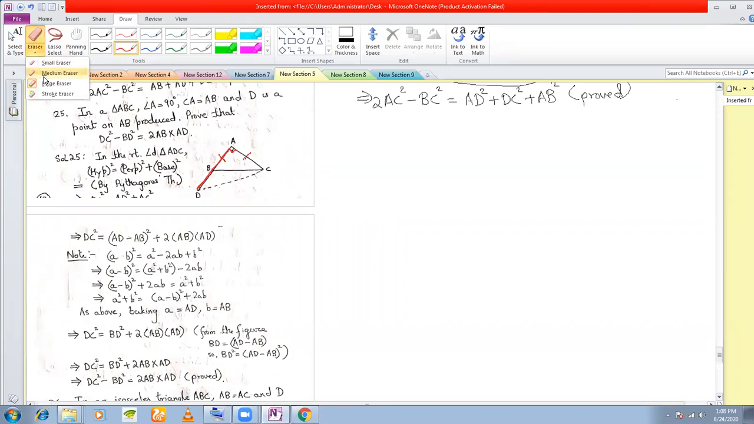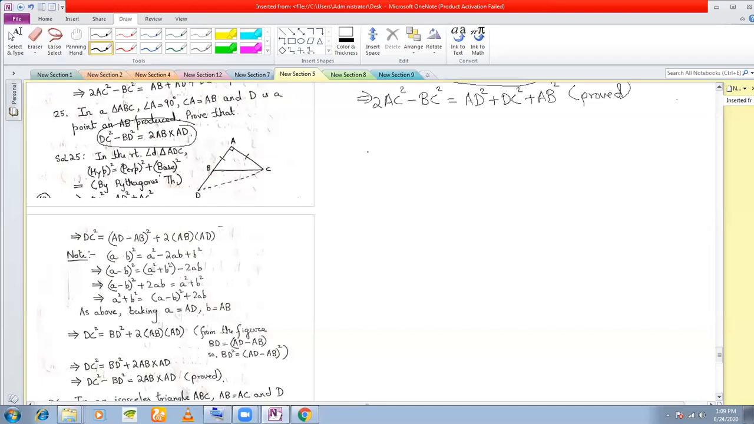Now, as I told you again, whenever you come across this kind of a proof, first see how many right angles you can see in the triangle. I can see this right angle triangle, this big one, and a small one, this blue one. I can see two right angle triangles. With the help of these two right angle triangles, I want to prove DC square minus BD square is equal to twice AB into AD. So let's see how I should proceed.